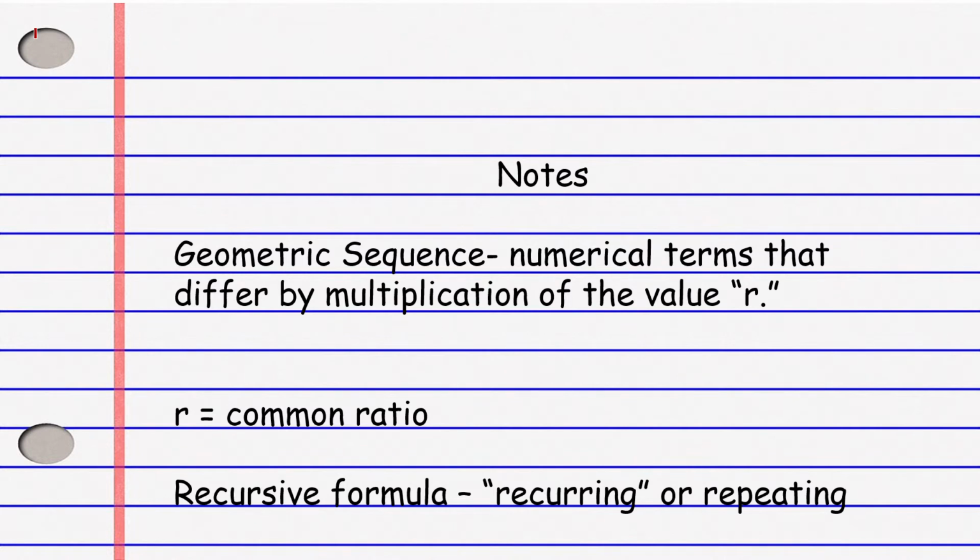A geometric sequence is defined by numerical terms that differ by multiplication of the value r. So unlike the arithmetic sequences we added last section, geometric sequences are multiplied. R is the common ratio, so it's the multiplier. What are we multiplying each term by to get to the next term? And then recursive formula. Recursive has a root word of recurring, so that means repeating. So grab these notes, pause the video to jot them down, whatever you need to do.